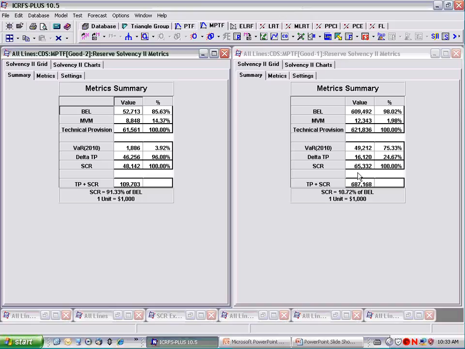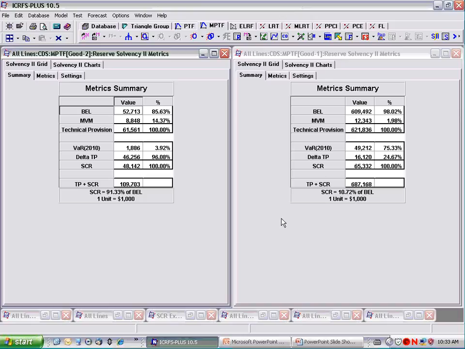Well, if you look at the aggregate of all the lines of business, the delta TP is only 24% of the SCR. So just a very simple, very illustrative example, with real data, where you get credit diversification, you get risk diversification for writing multiple LOBs that are hardly correlated.